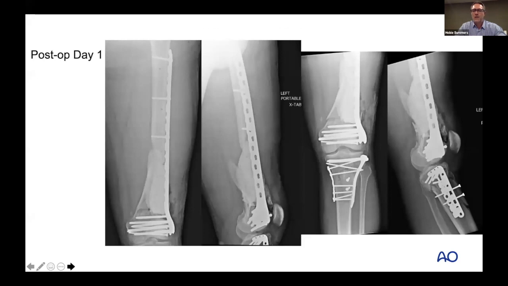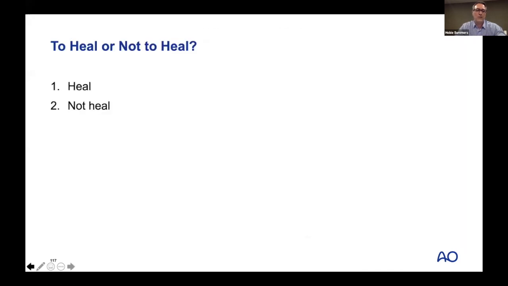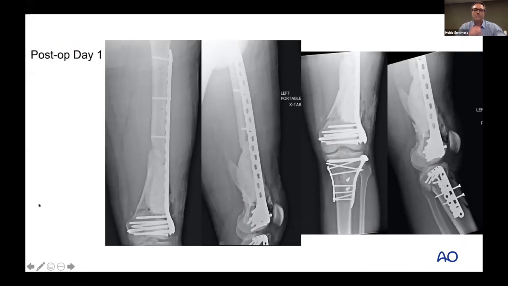So he's got this antibiotic cement spacer. He's got this medial fragment that I did not try to capture and pull in, like Sean just showed, and we fixed his plateau. So is this fracture going to heal or not heal? Just by itself without doing anything else?